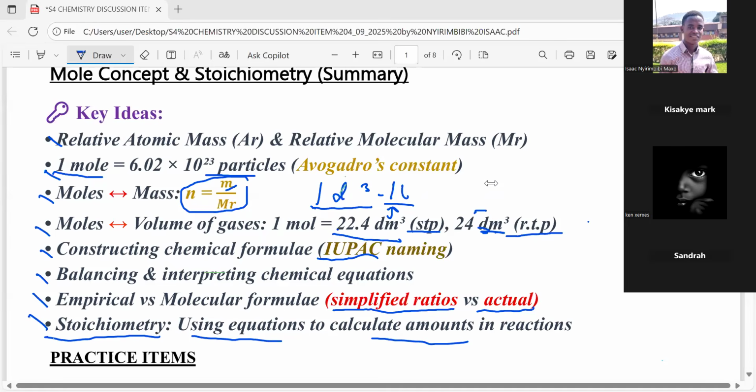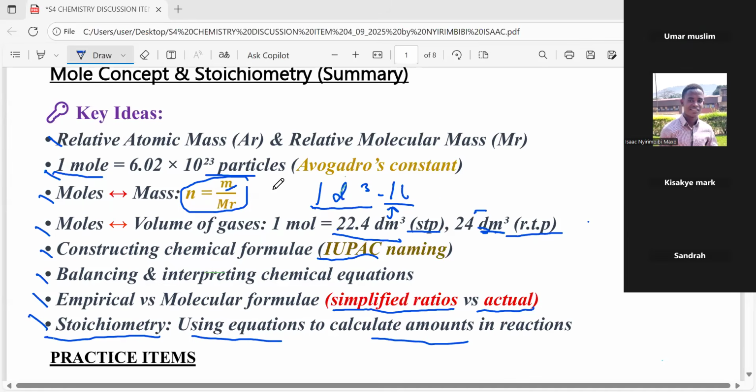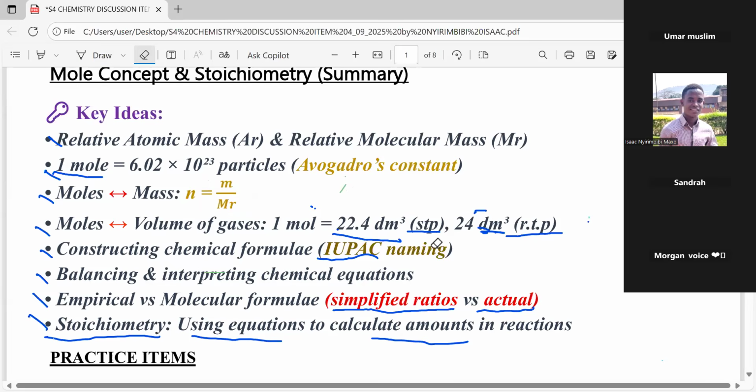Okay, let's respond to Sandra, who wants some clarity on the relationship between mass and moles. Omar, please, you can unmute and also ask so that we can respond to the questions at once. Teacher, I couldn't unmute myself. Good afternoon, sir. Teacher, I also wanted to ask about the relation between the mass and the formula being given in a blue circle, plus the stoichiometry part using equations to relate amounts in reactions.